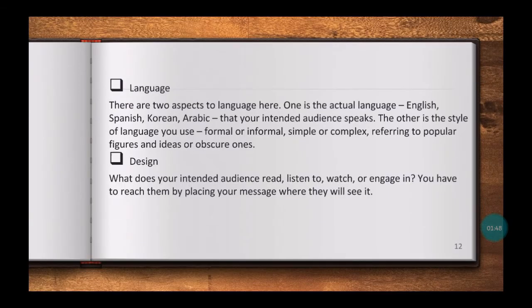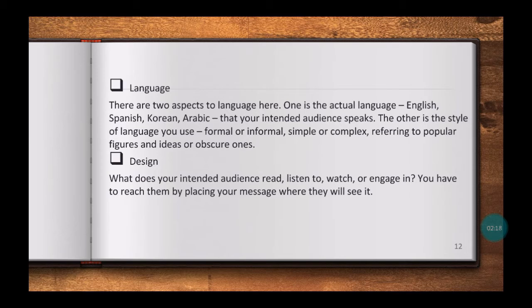So in language, there are two aspects to language here. One is the actual language, such as English, Spanish, Korean, Arabic, that your intended audience speaks. The other is the style of language you use, formal or informal, simple or complex, referring to popular figures and ideas.